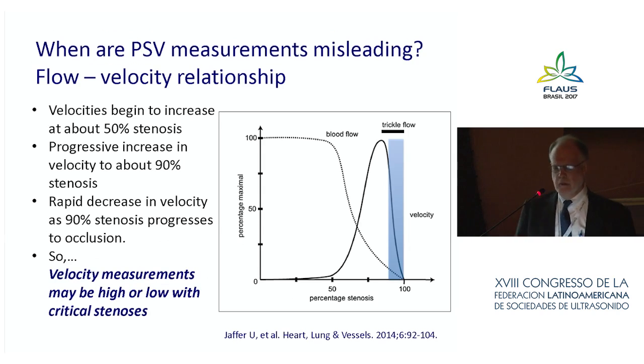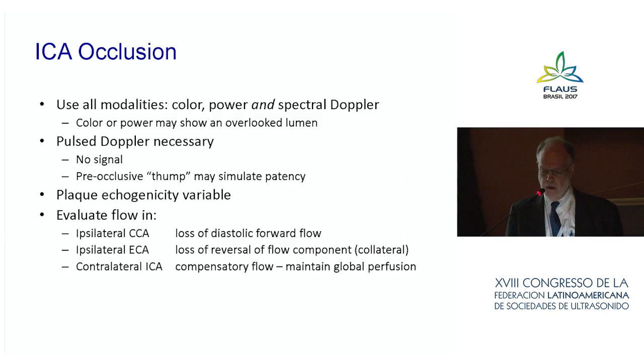Important thing to remember, the peak systolic velocity measurements can be misleading in high degrees of stenosis, and this little illustration shows that. As the degree of stenosis increases here, the velocity goes up and up and up until you get about 95% stenosis, and then the velocity will markedly drop off. So with these critical stenoses, you could have high or low velocities, and that can be confusing. So you have to be aware of that potential problem.